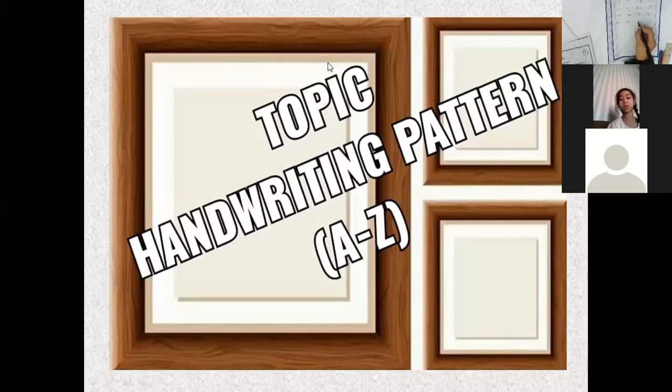S. The next alphabet is S in the upper three lines. S. Write like this. It's S. Now write small s in the middle two lines, just like the capital S, but we have written the capital S in the upper three lines. And now we will write the small s in the middle two lines, just like this.